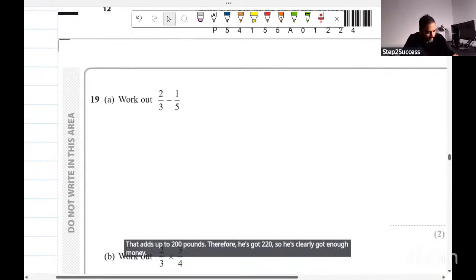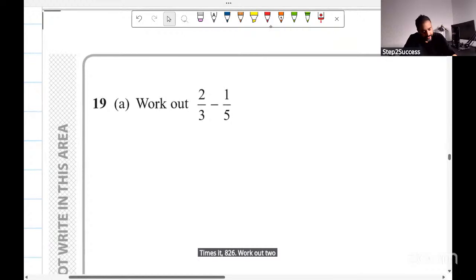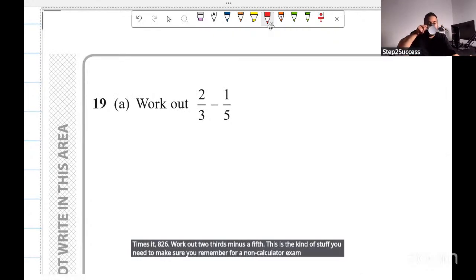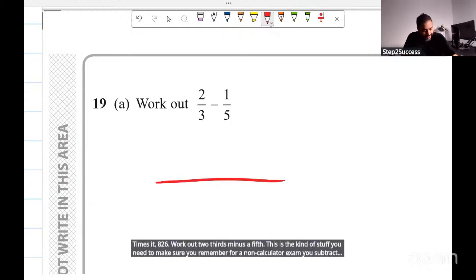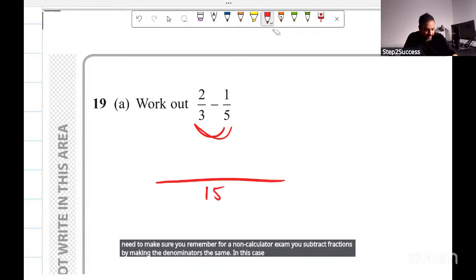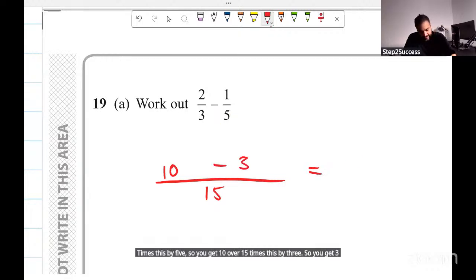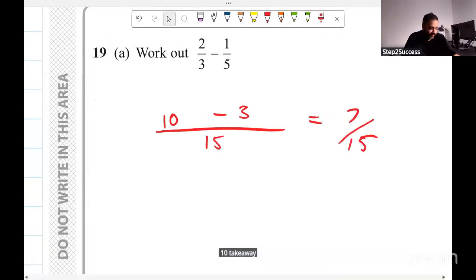Question 826. Work out 2/3 minus a fifth. This is the kind of stuff you need to make sure you remember for a non-calculator exam. You subtract fractions by making the denominators the same. In this case, 5 and 3, 15. Times this by 5, so you get 10 over 15. Times this by 3, so you get 3 over 15. 10 take away 3 is 7 over 15.